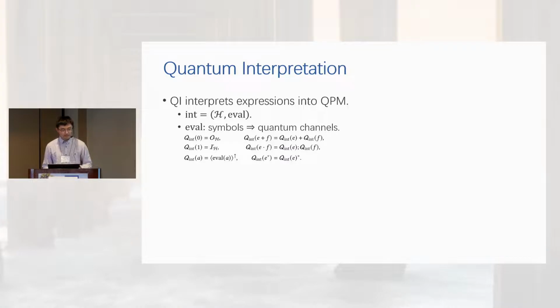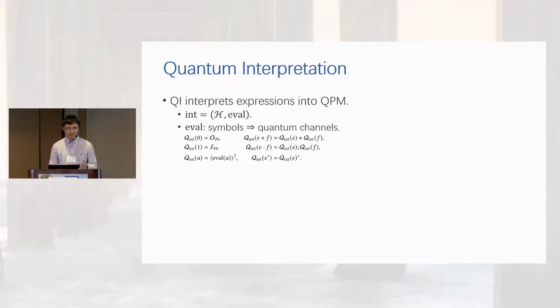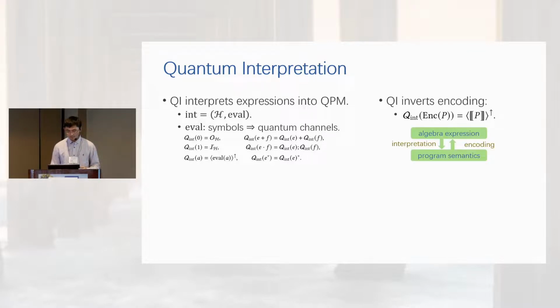We now interpret the expressions into the quantum path model by quantum interpretation. The quantum interpretation takes symbols into quantum channels that are lifted into the quantum path model. We prove that with a proper interpretation, the denotational semantics of the program is recovered from the encoding of the program. And basically, we have a relation between the algebraic expressions and the program semantics.